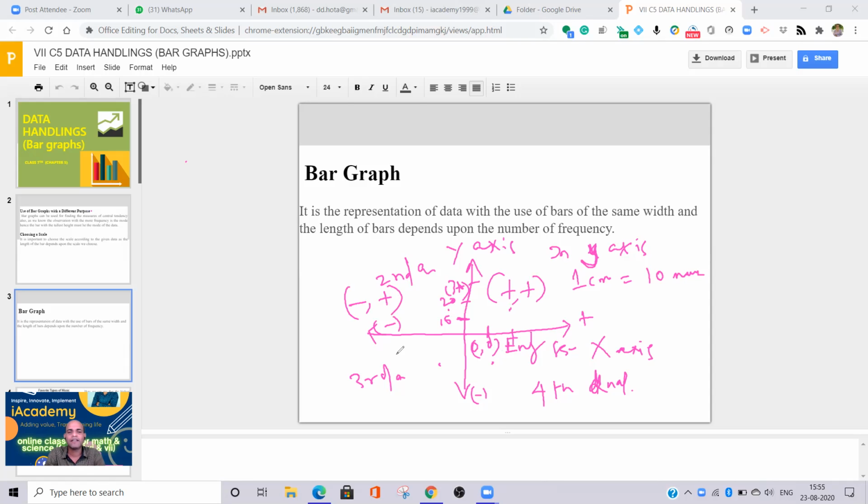In the third quadrant, you see x is minus, y is minus. So minus, minus. In the fourth quadrant, x is plus, y is minus. So this is plus, minus. This is all about the fourth quadrant, right? Okay, we will discuss these topics later. This is for your brief knowledge.